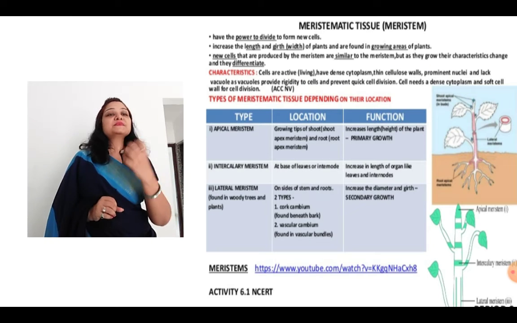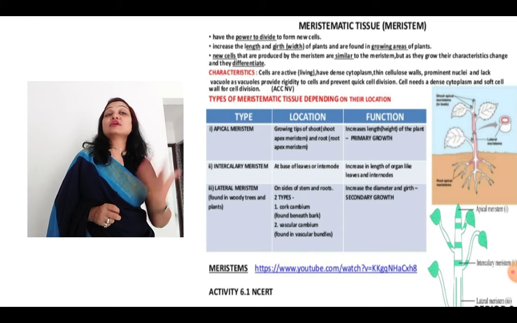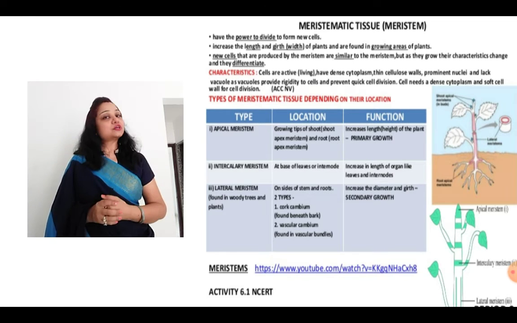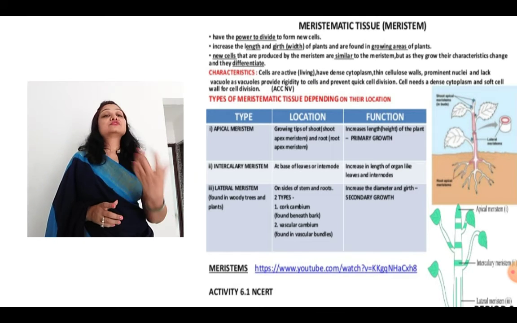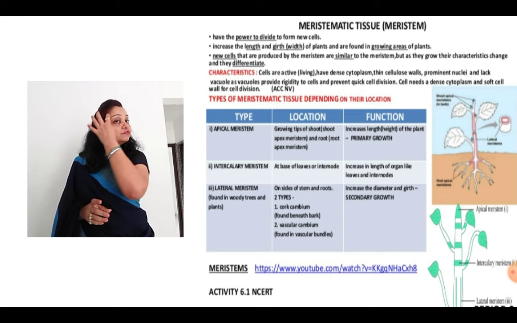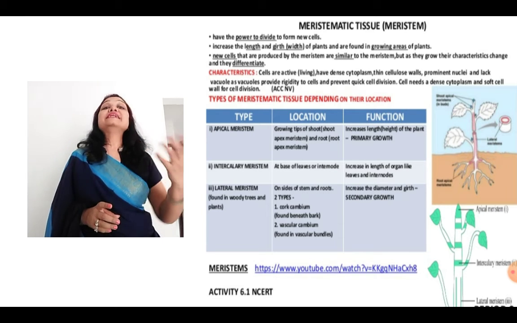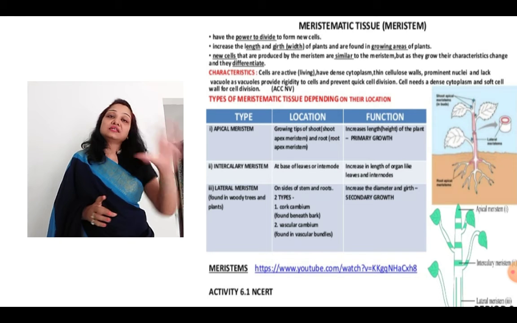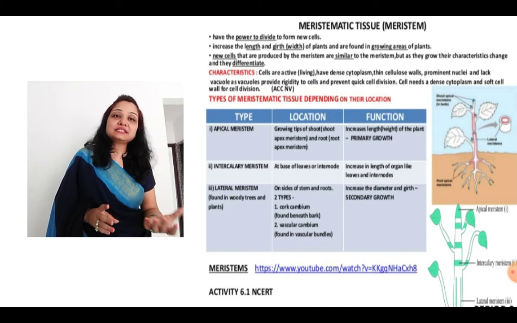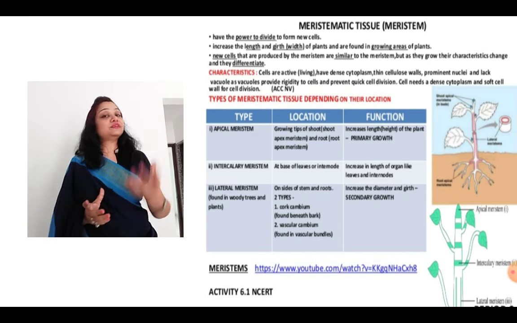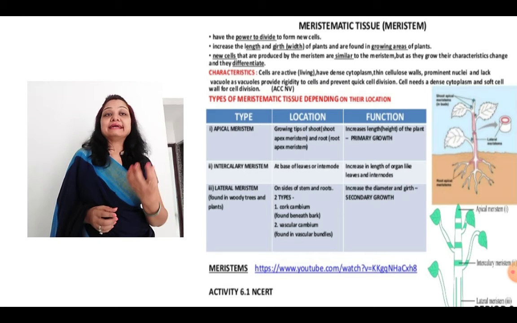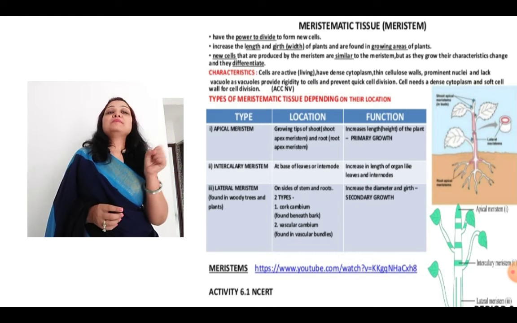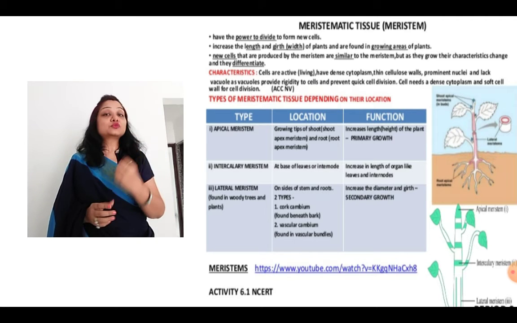Okay. So what is meristematic tissue, or commonly they are also called meristem? Just now I told you they have the power to divide to form new cells, right? So if they have the power to divide and form new cells, it means they will increase in length or other parts. Absolutely, if the cells are getting divided, the length, girth, everything will increase. There will be growth, right? So increase in length and girth, meaning the width of the plants, and they are found in the growing areas of plants.